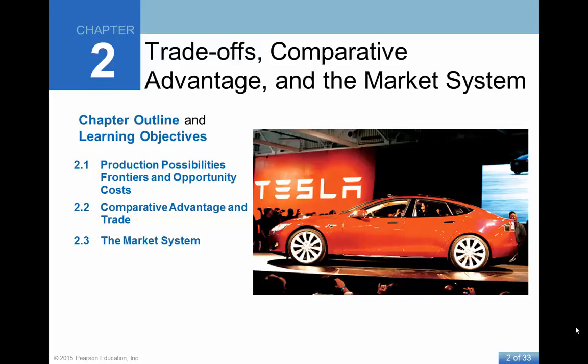Chapter outline and learning objectives. After finishing this chapter, you will be able to discuss production possibilities frontiers and opportunity cost. You will be able to calculate comparative advantage and gains from trade. And you will be able to discuss different market systems.